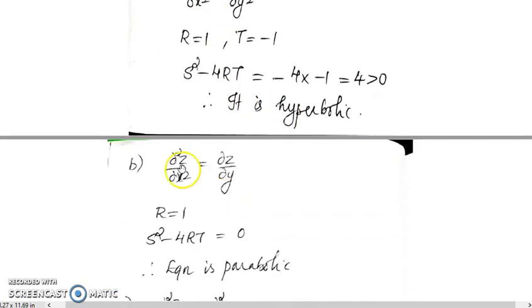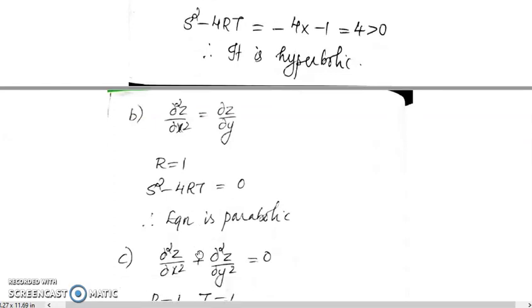And the next example is ∂²z/∂x² equal to ∂z/∂y. So here you have r equal to 1 and s and t are 0. So you don't have any other second order derivatives. So s square minus 4rt is equal to 0. So when it is 0, the equation is going to be parabolic.